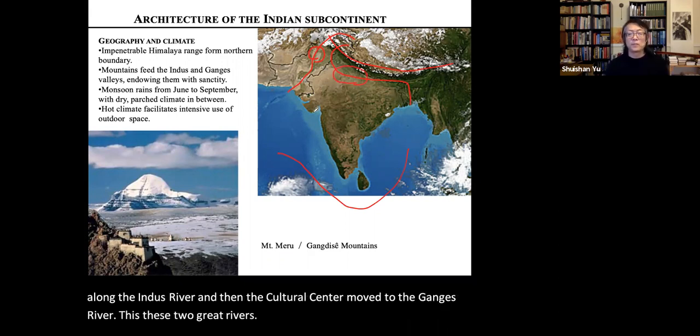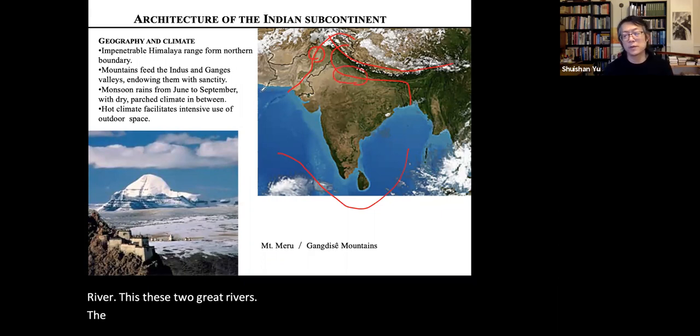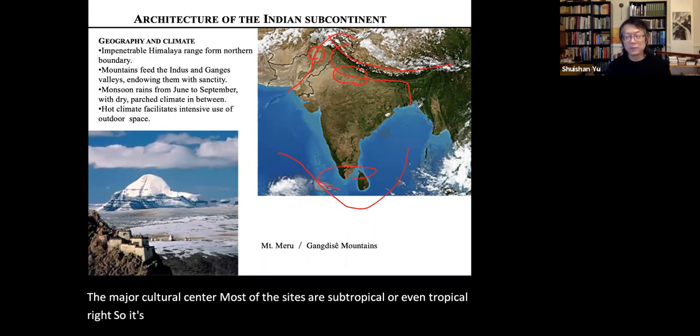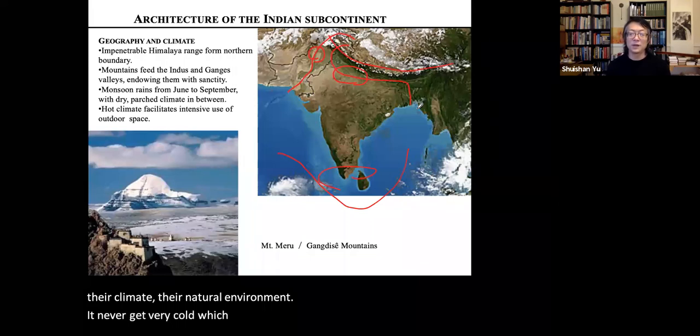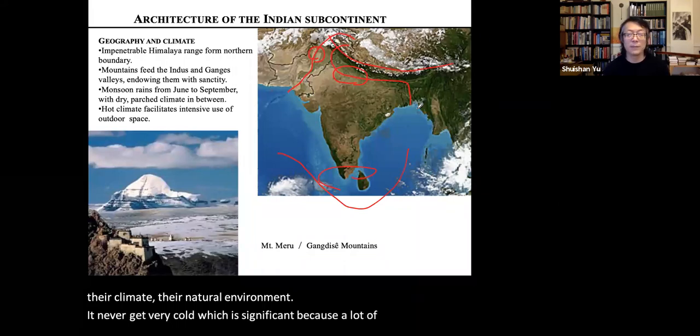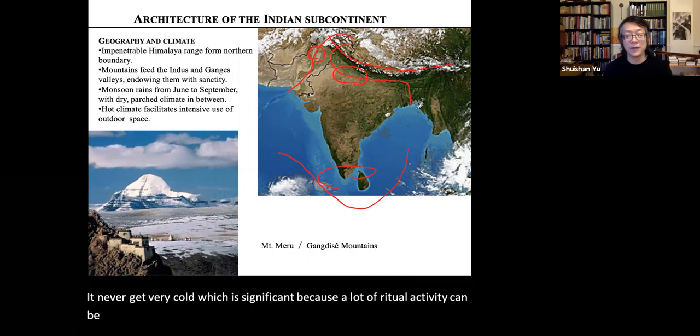Here, the cultural center, most of the sites are subtropical or even tropical, right? So it's warm. So that's the first thing we need to understand. Their climate, their natural environment. It never gets very cold, which is significant because a lot of ritual activity can be happening exterior, and architecture perform a very different function than those cold area like in Rome or in North China.